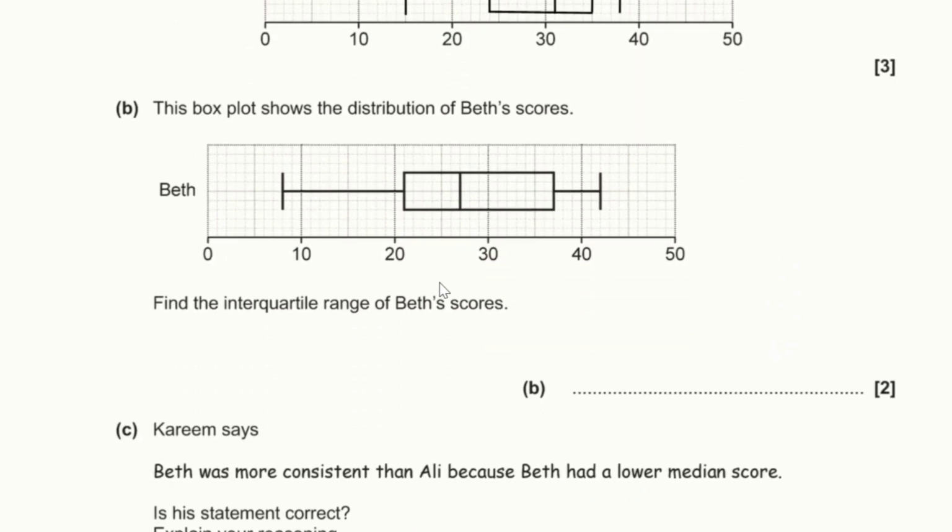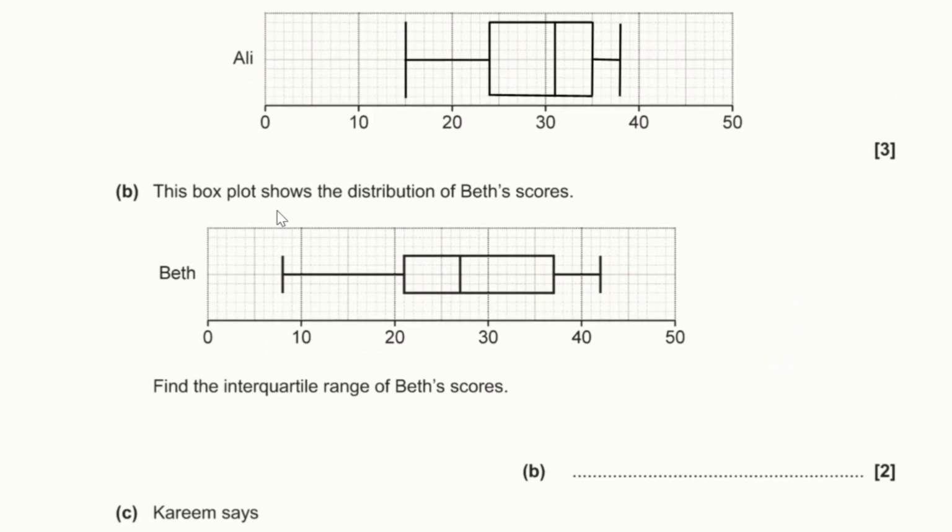And then for the next part of the question, this box plot shows the distribution of Beth's scores, and we have to find the interquartile range. The interquartile range would go from here to here. So we have the interquartile range equaling the upper quartile, which is 37, take away the lower quartile, 21. So the interquartile range is equal to 16.